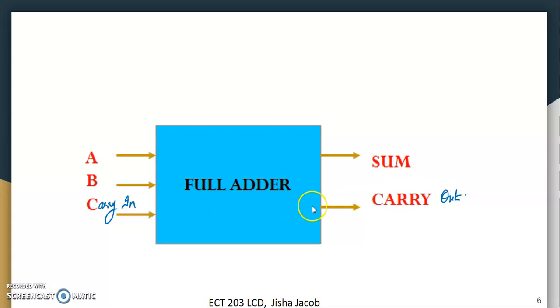This is the case of a full adder. Like we said earlier, A and B are the inputs. There is a carry in, and there are the outputs, sum and carry out, which is the final carry out. In this way, we can again write HDL code for a full adder.